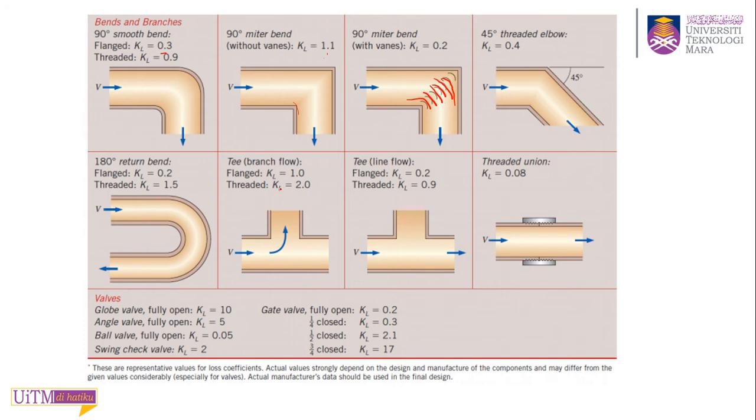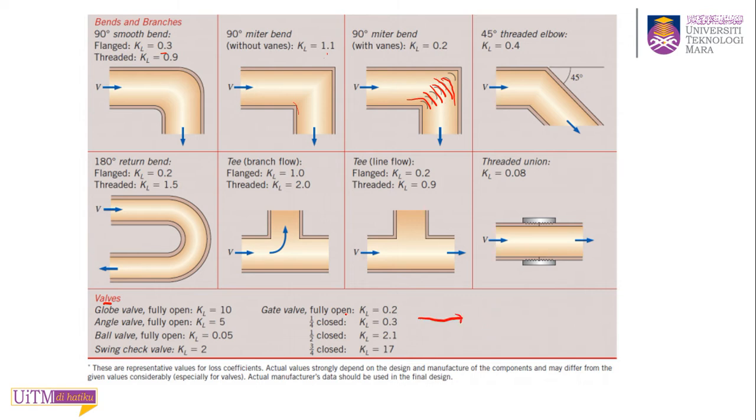The T, the junction, has a loss coefficient. The T for line flow has a loss coefficient. Also the threaded union has a loss coefficient. Okay, the same with the valve, it has a loss coefficient. Okay, if you have a valve, that valve will have a loss coefficient because the fluid flows through the valve, so it will create losses.